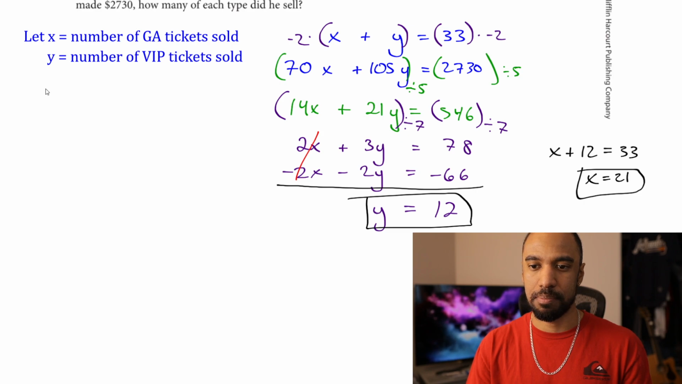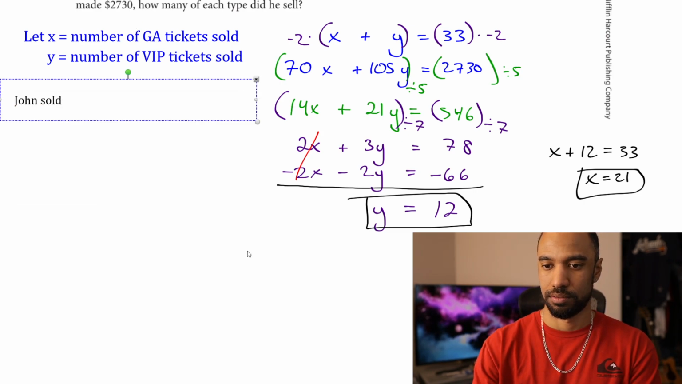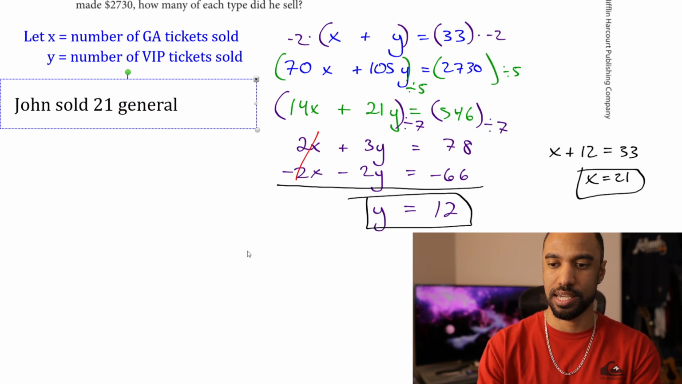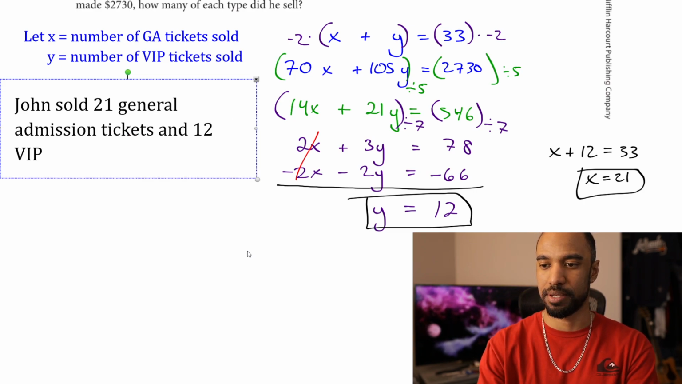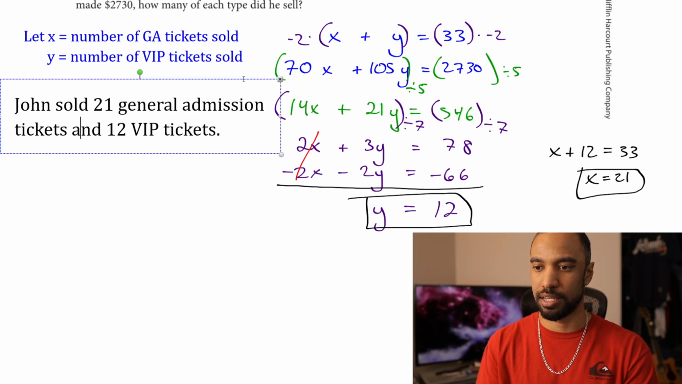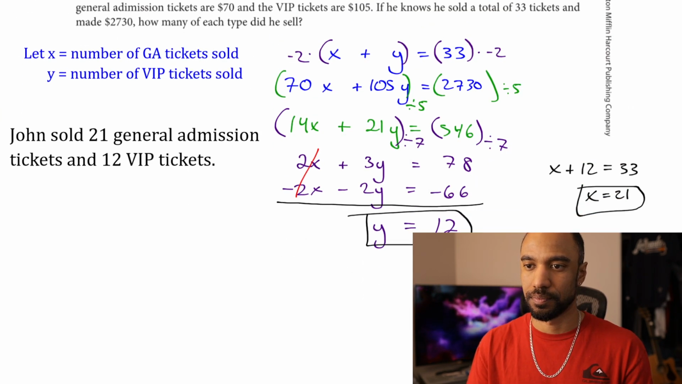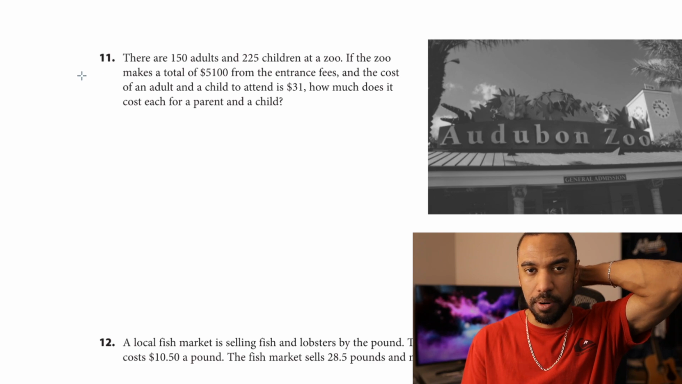So this time I'm going to type it. John sold 21 general admission tickets and 12 VIP tickets. There we go. Go, John. Make some money. All right. There's the final answer on that one there. Let's box it up. All right. Moving forward. Here we go. I got 6 more problems to do.